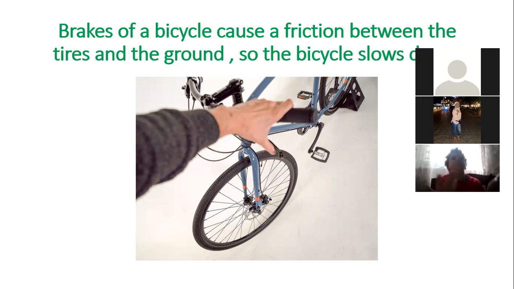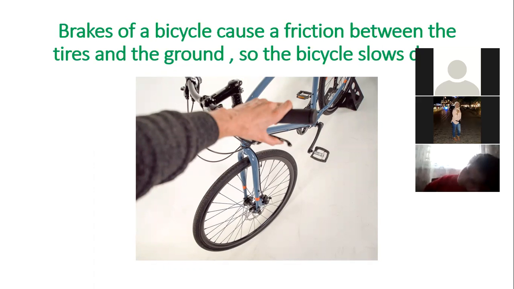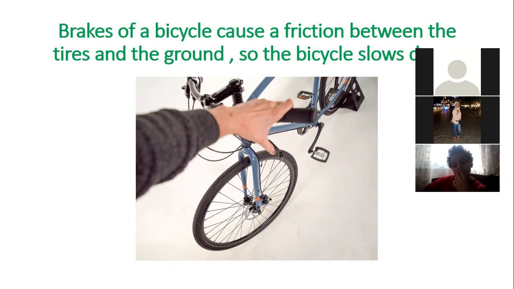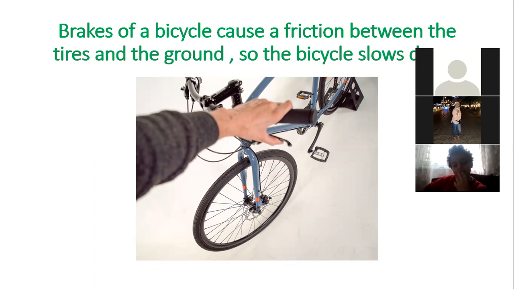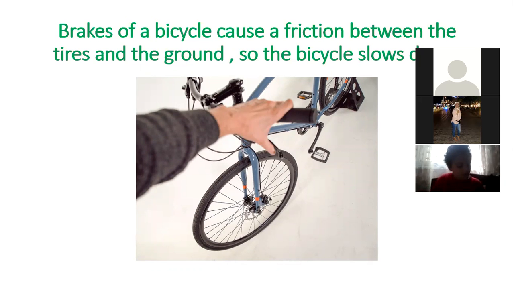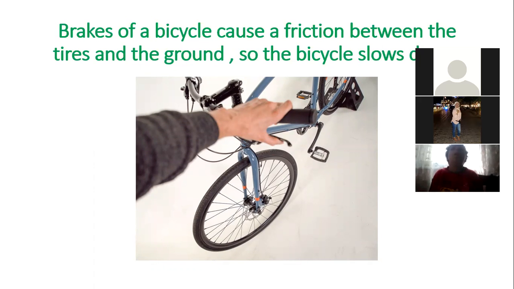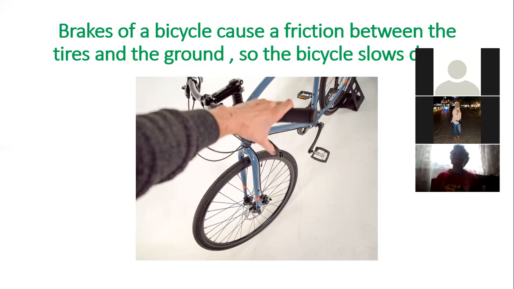For example, if you're riding your bicycle and you want to stop, you start pressing on the brakes to increase the friction between the ground and the tires. And this is how you will slow down the bicycle and eventually you will stop. In this case, friction is really important because without the friction, you will not be able to stop.